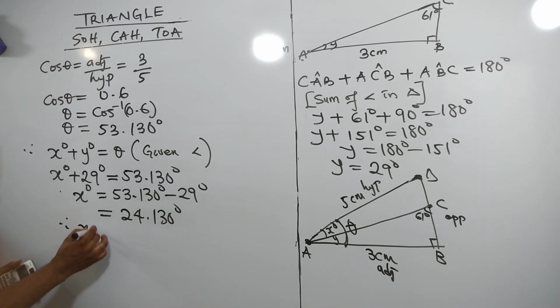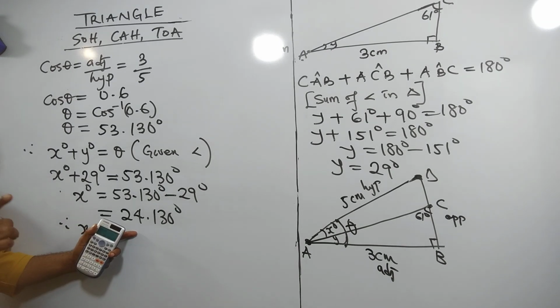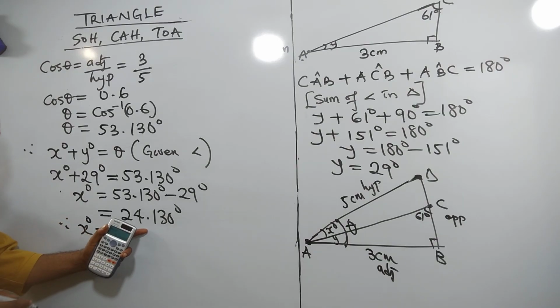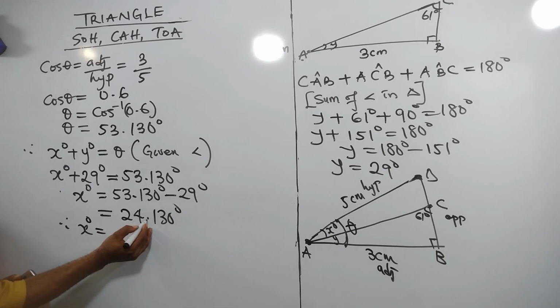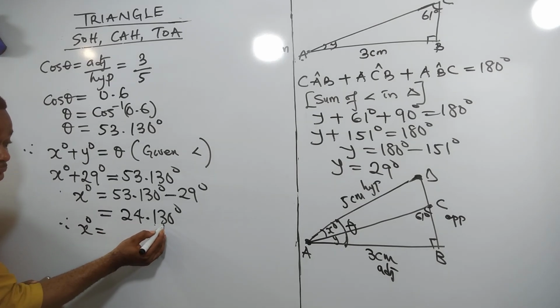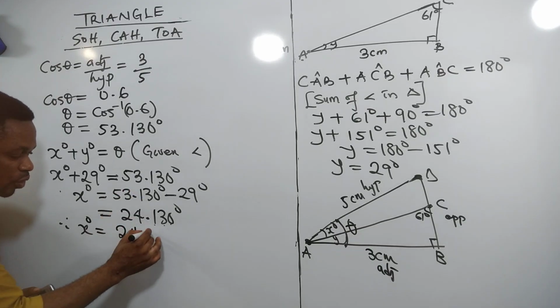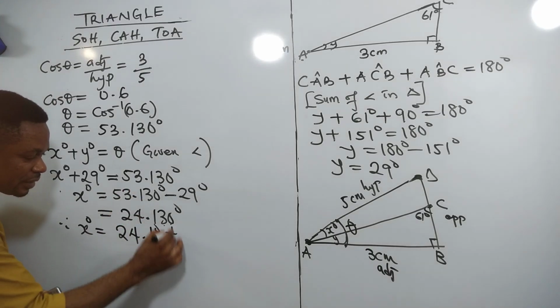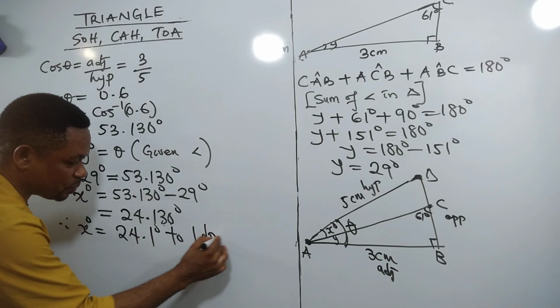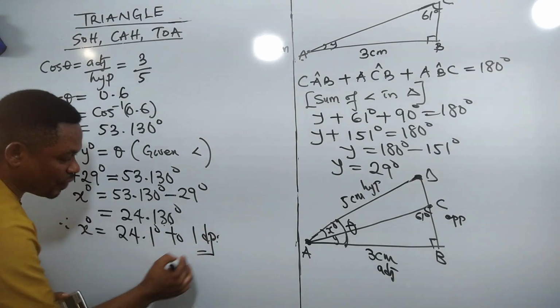But they said we should leave it to what? To nearest one decimal place. This is the point, this is 1 decimal, 2 decimal, 3 decimal. So which means the answer should be 24.1 degrees to 1 decimal place. Am I communicating? And that is the final answer.